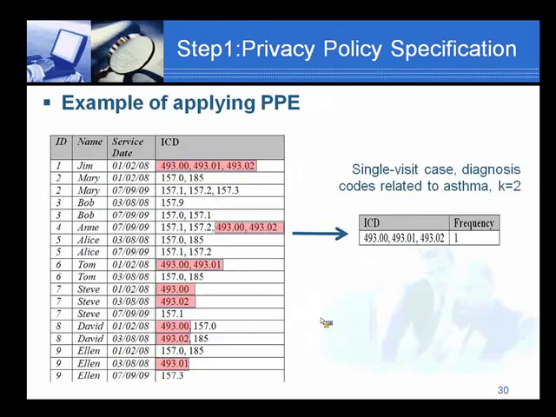So, a small example of applying our privacy policy extraction algorithm is this. We consider the single visit case, so we just consider simple records in the data on the left and diagnosis codes related to asthma. By doing so, the privacy policy extraction algorithm finds the colored sets of codes and then does some post-processing to retain just one set of codes, which is what needs to be protected.